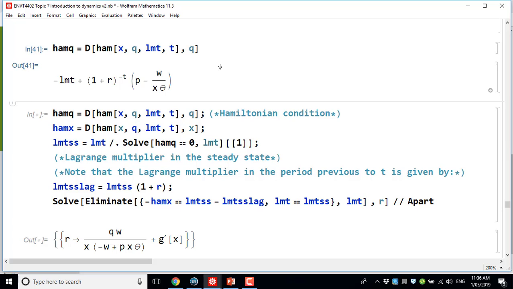So the Hamiltonian condition, which is set equal to 0, what that does, if we just write it out as we have it there, you've got 1 plus R. Let's just simplify that. This term here is just the discount factor.